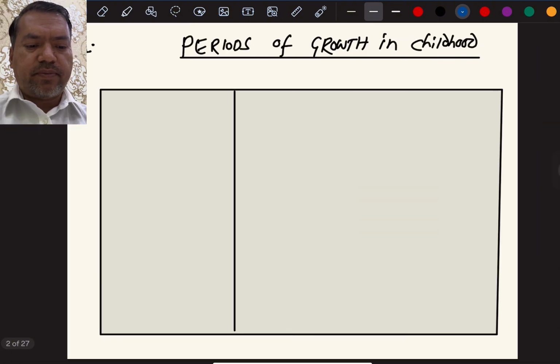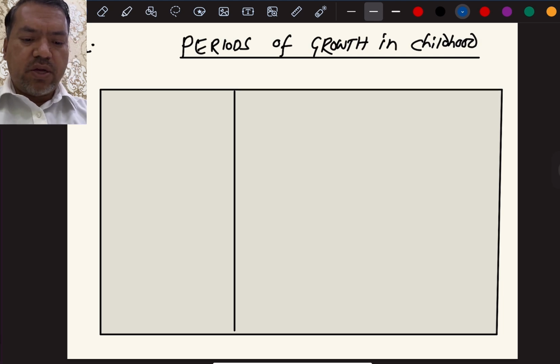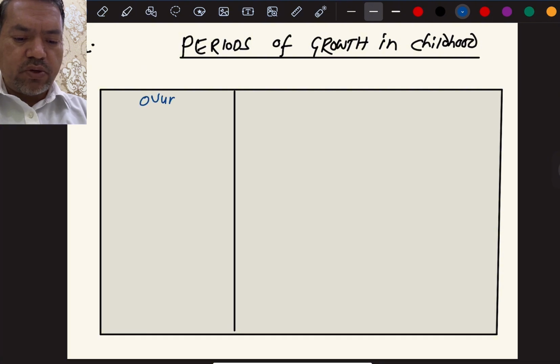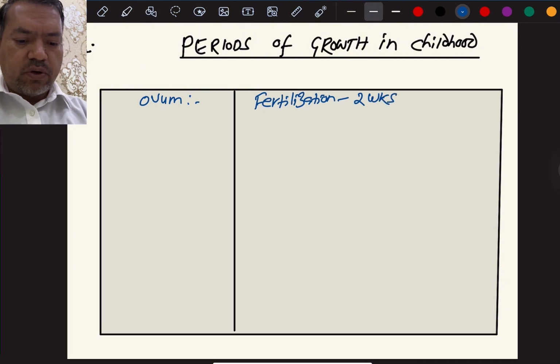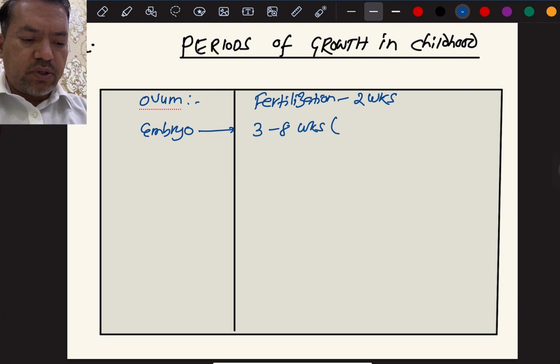So let's start. The first concept you need to know here is what are the periods of growth in childhood. This is the most basic thing here. The first thing is what is ovum. Ovum means from the time of fertilization up to 2 weeks. After that, what is embryo? Embryo is from 3 to 8 weeks. This is of course intrauterine life.